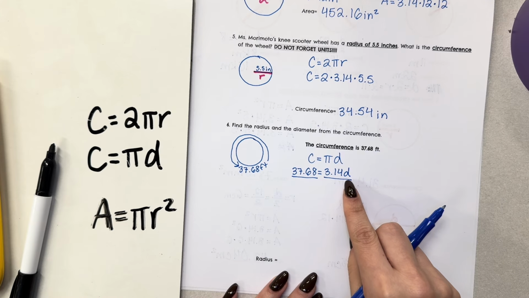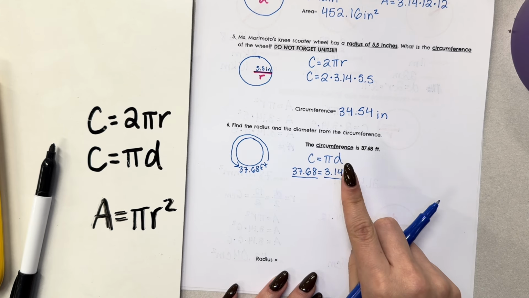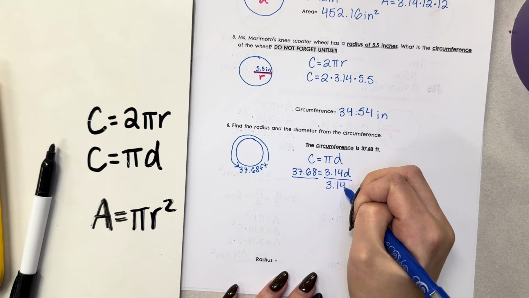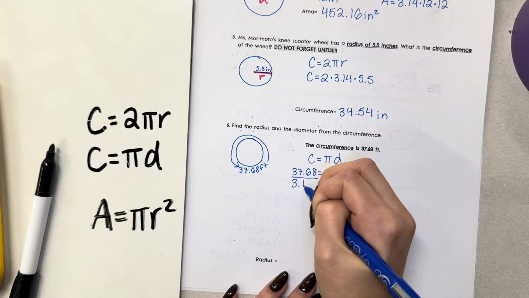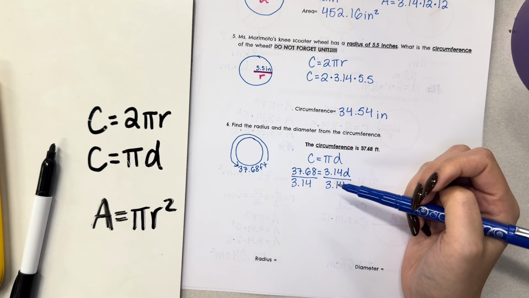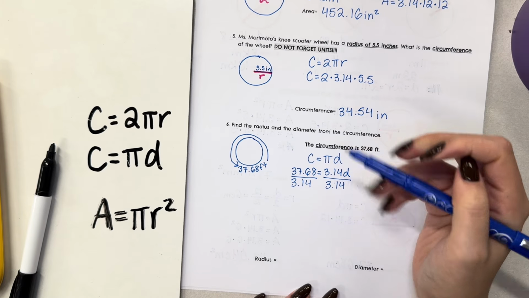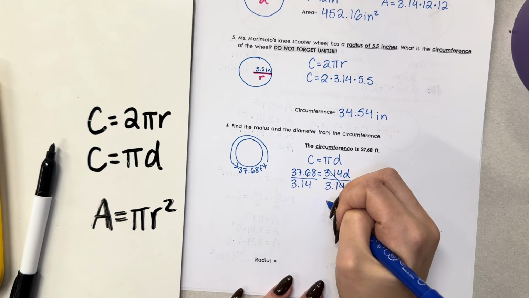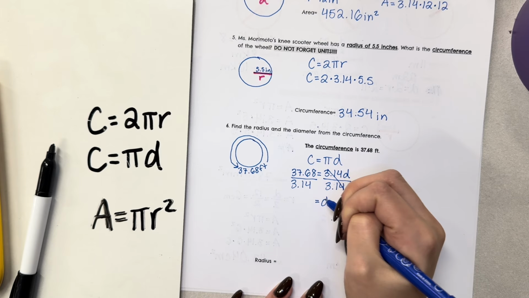Well, I want to get the D all by itself. So I'm going to divide by the 3.14 on both sides. Remember, whatever you do to one side of the equation, you've got to do to the other. Now, 3.14 divided by 3.14, that's just 1. Cancels out, and I'm left with diameter.